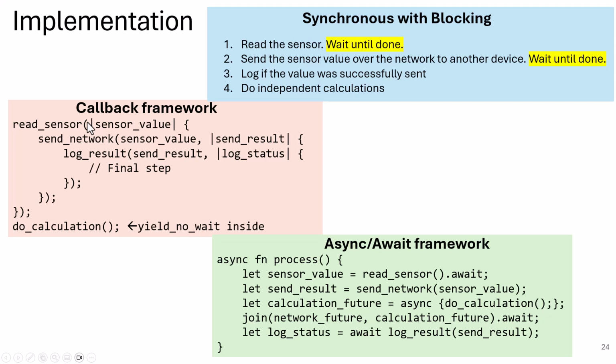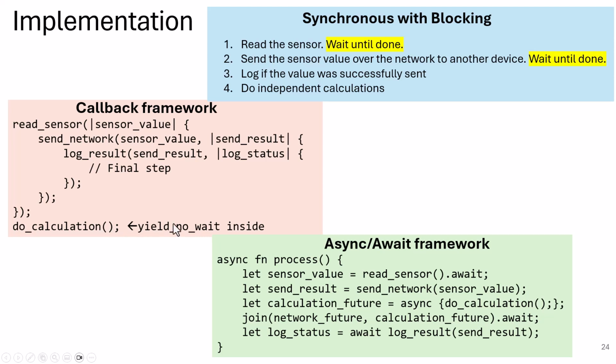The callback framework resolves that by having a read sensor callback that's called when the sensor value is read, to pass it through. But because that sensor value is going to be going over the network, which will have its own callback, you have to start nesting callbacks. So this would read the sensor, then you'd have to nest that with sending it to the network, and then that would have to be nested with logging the result. But in the meantime, while this is happening, you can do your calculation.